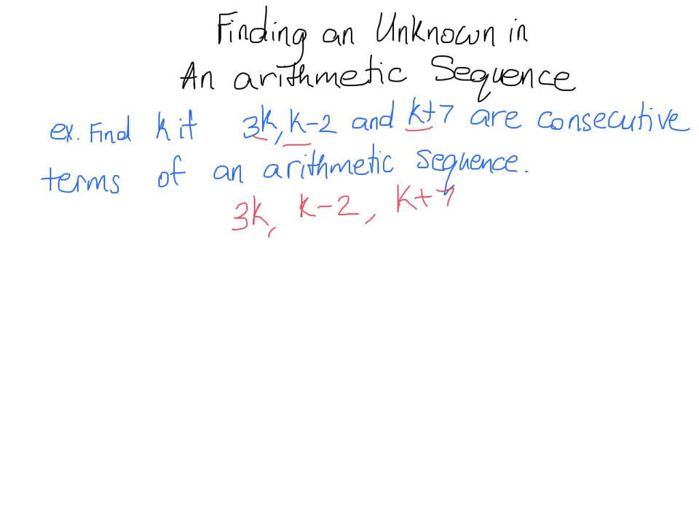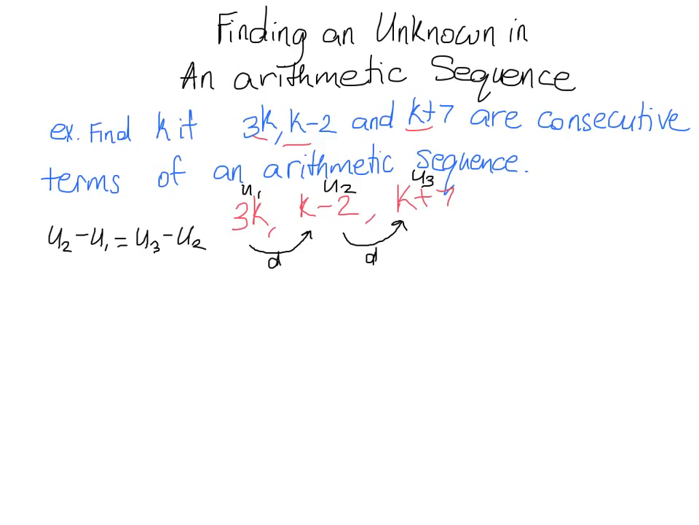So in order to figure out k, what we can use here is the fact that the difference between each set of terms will always be the same. So the common difference will always be the same. So if we call the first term u1, the second term u2, and the third term u3, the difference between u2 and u1 will be the same as the difference between u3 and u2. So how do we use this?